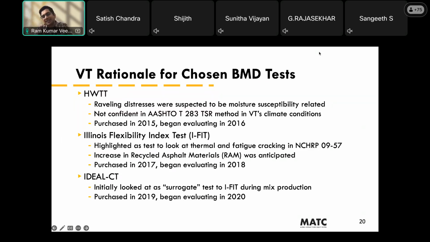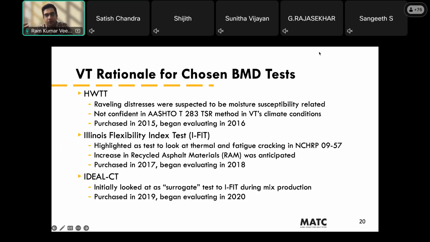And what they felt was that with this Illinois flexibility index test, it was not practical because right from the sample fabrication to the final test result, it took about 3 days. You're fabricating a specimen, and then you need to slice the ends of the specimen, create a notch, bulk them, and then you have to test them. So it's a time-intensive method.